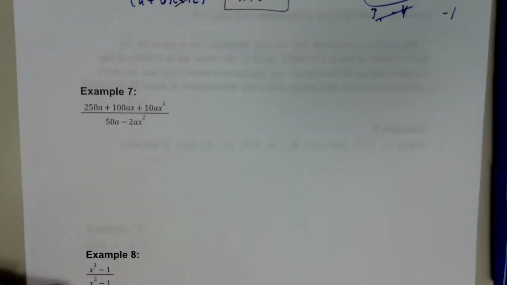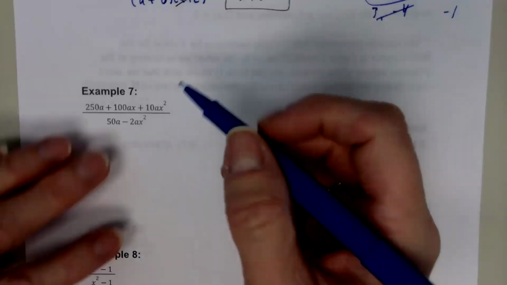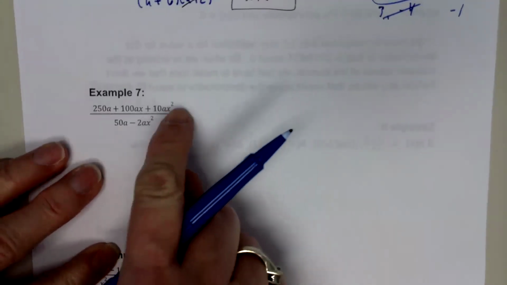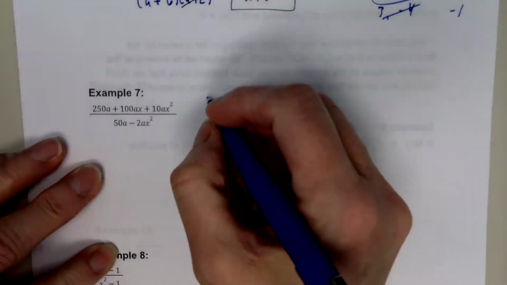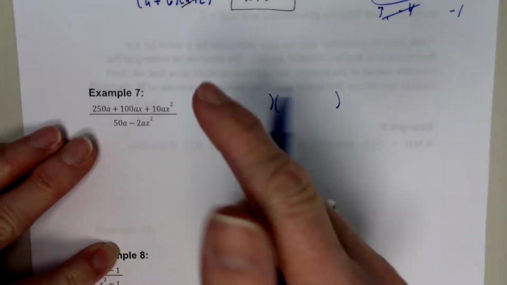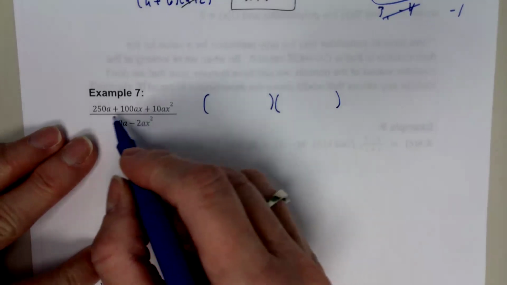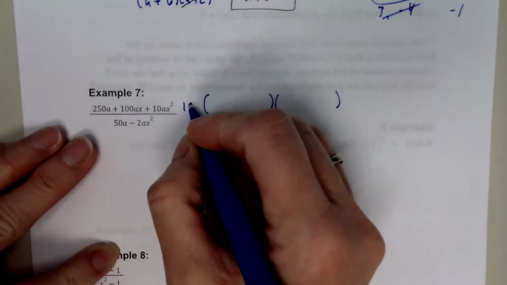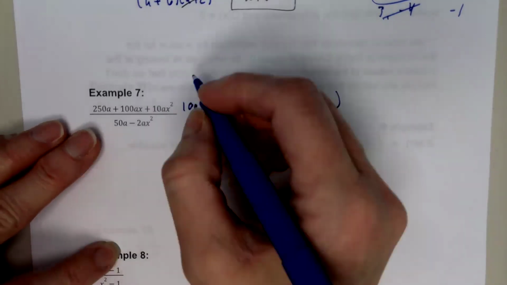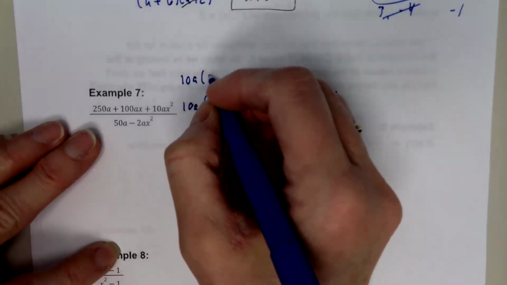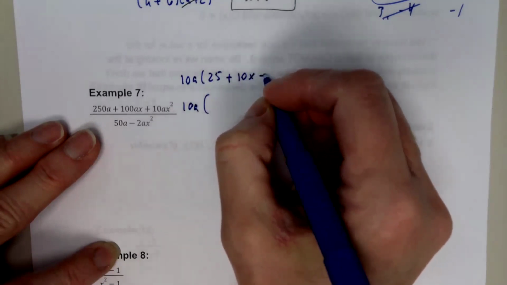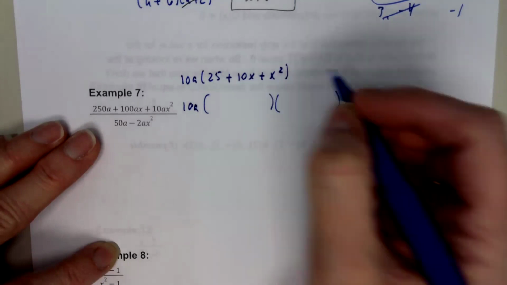Example 7. This one's a little bit trickier. A lot of times we're used to having the x squared on the left, but it's okay to have it on the right. It's just going to look a little bit different. And then we can factor out a 10 and an a from everything. So if we do that, we have 10a times 25 plus 10x plus x squared.